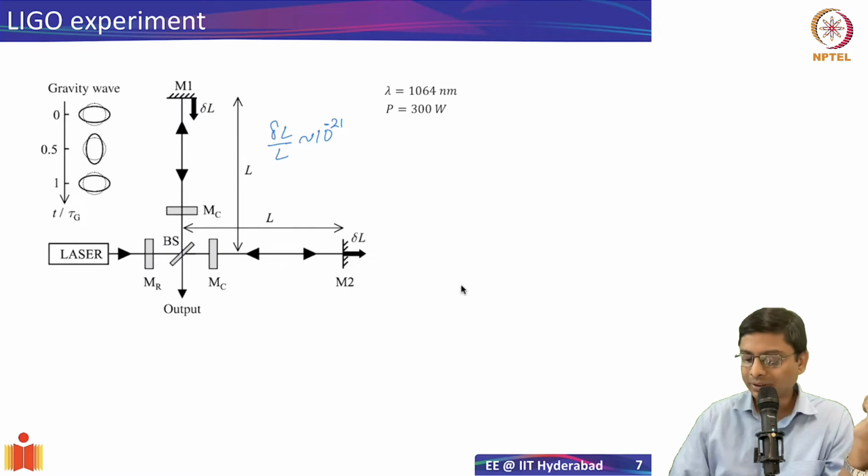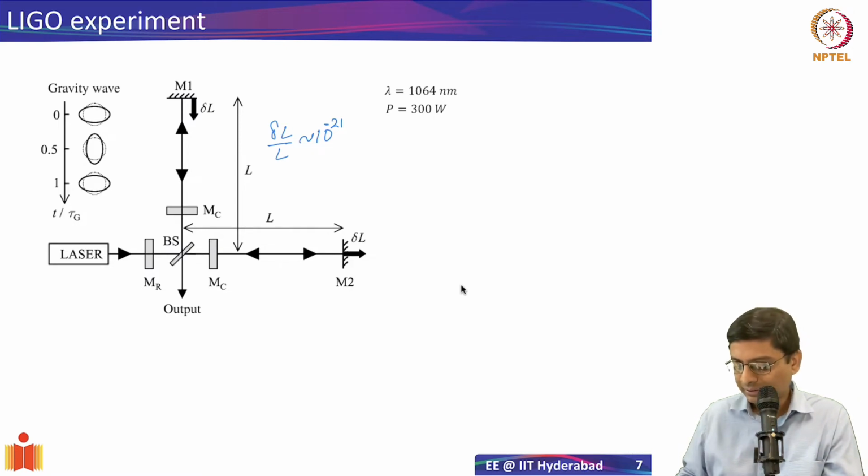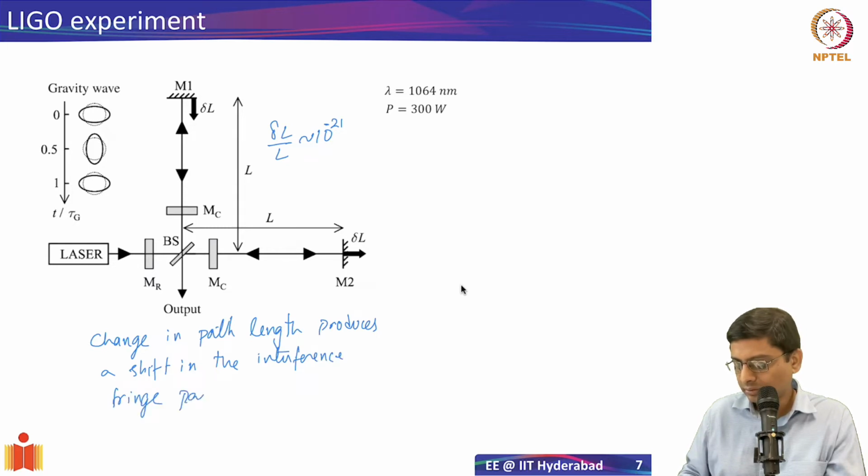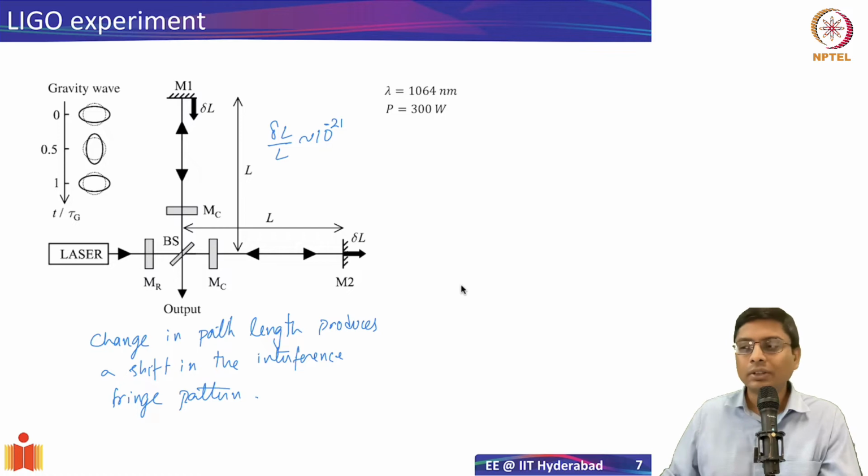So basically what I can do in this case is, a change in the path length produces a shift in the interference fringe pattern. Alright. So change in path length produces this. Now, by measuring how many fringes are shifting, we can calculate how much the change in the path length is.